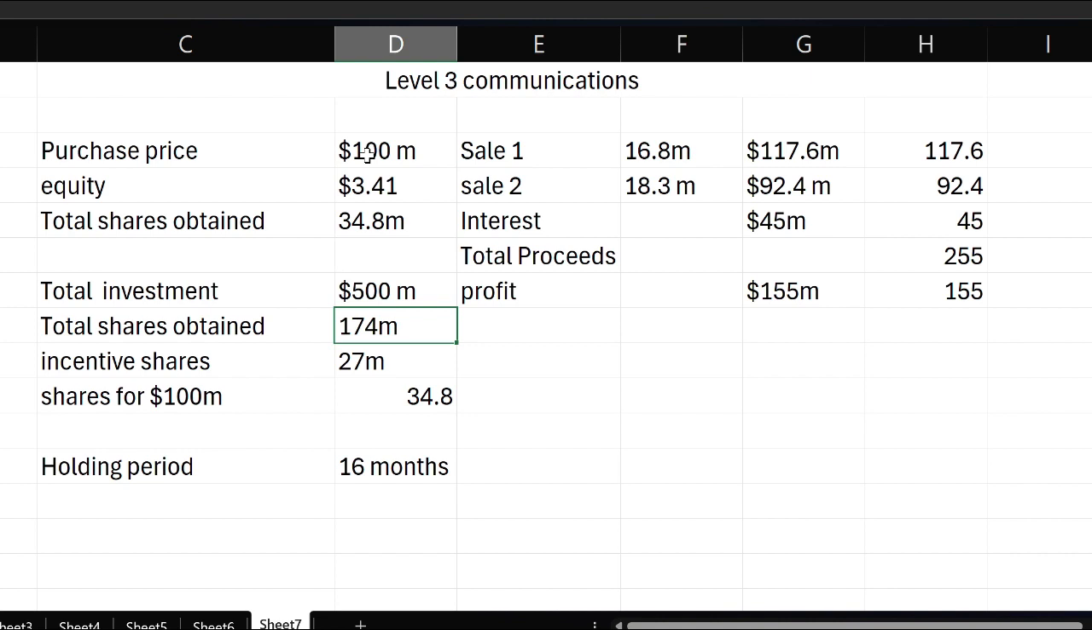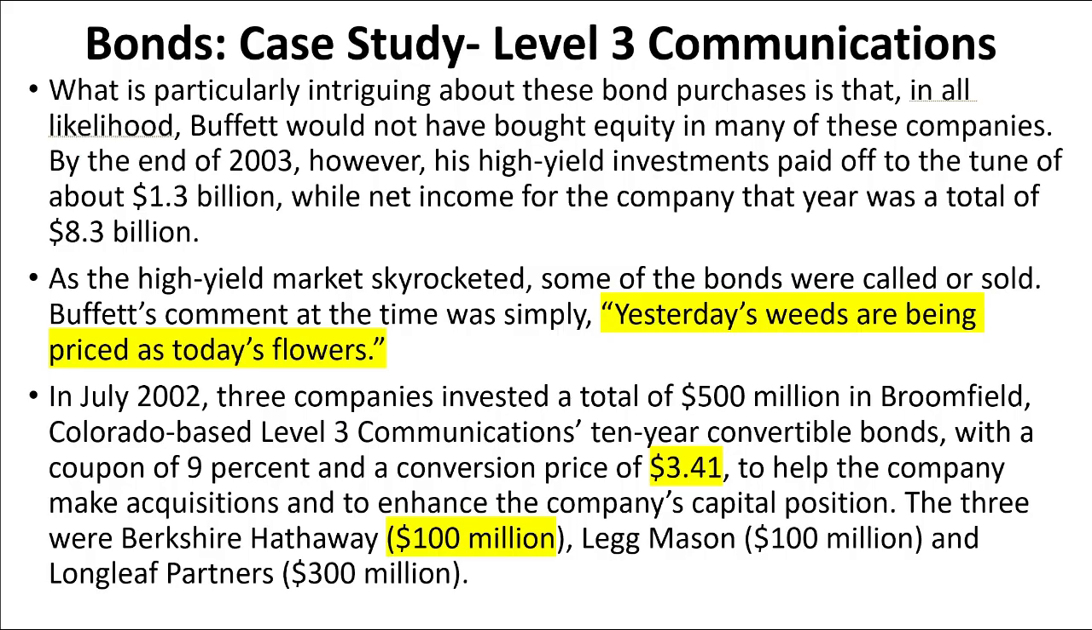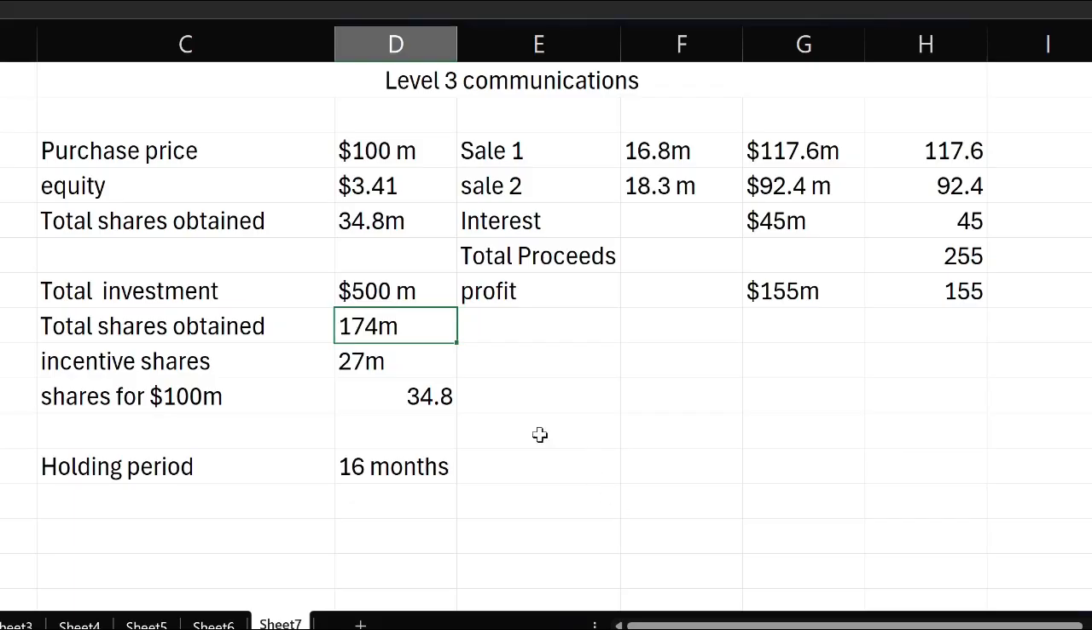out of 174 million invested by the consortium of three players: Legg Mason, Longleaf Partners, and Warren Buffett. These three combined together, the total investment is around 500 million, out of which 174 million shares are being exchanged. Out of this, 27 million is the incentive given by the company for converting into equity. So they got a pretty decent amount of incentive.